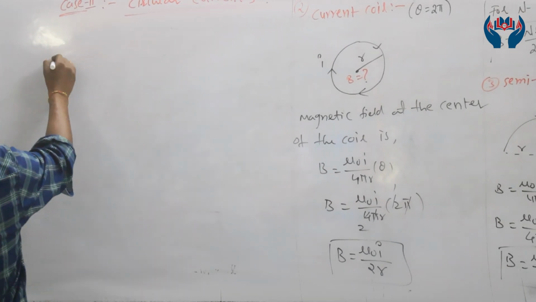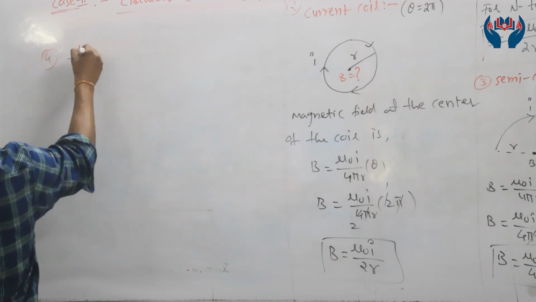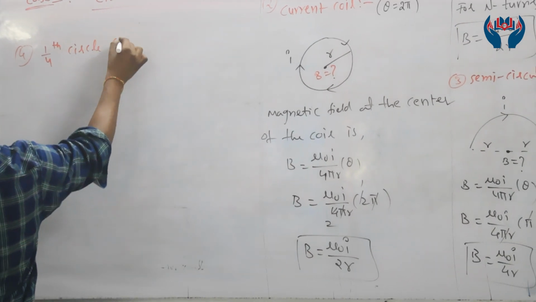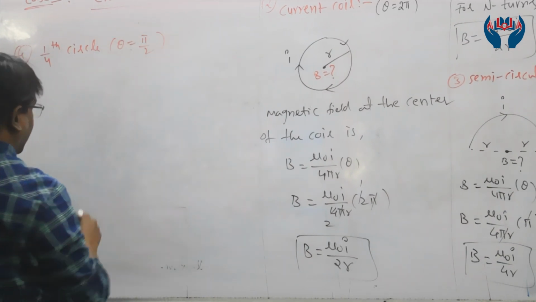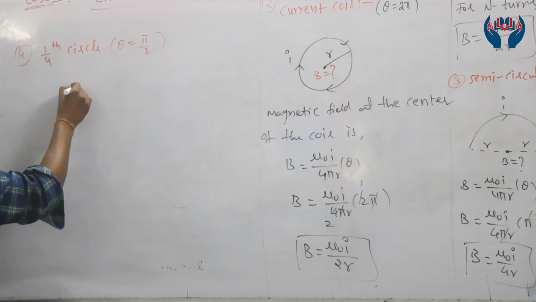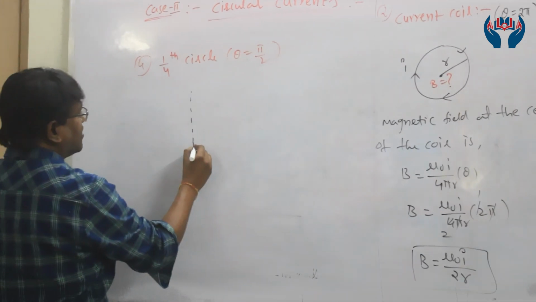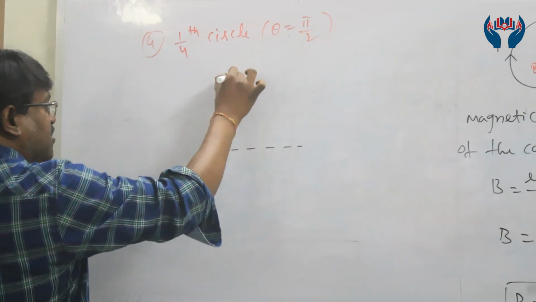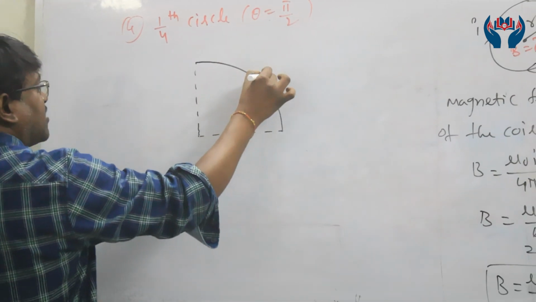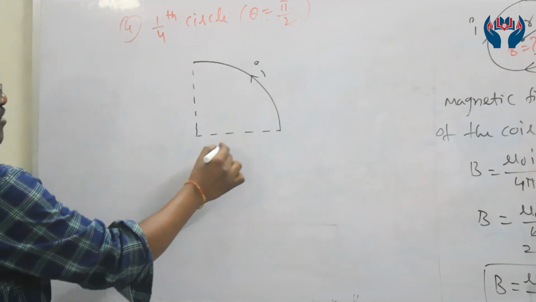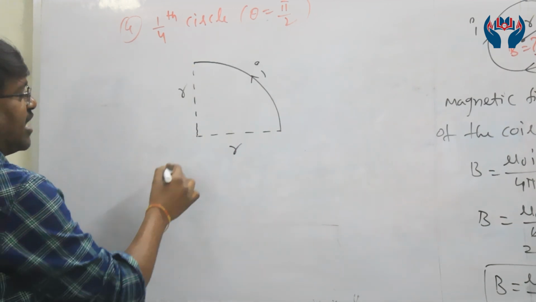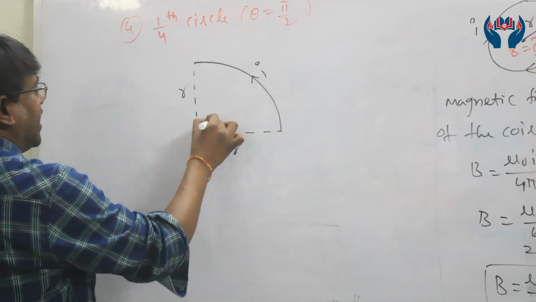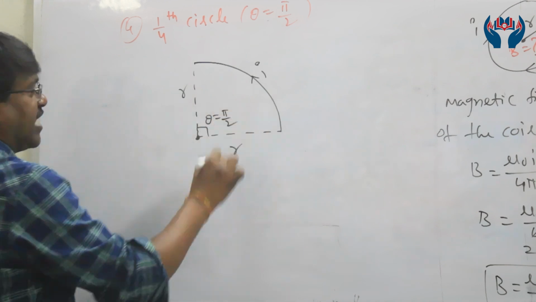Right, next one is the fourth one. Quarter circle or 1 by 4th circle. For a 1 by 4th circle, theta will become 90 degrees, pi by 2 radians. Now consider this is the y-axis and this is the x-axis, right? Between these two, the 1 by 4th circle is covered. Now the radius of the 1 by 4th circle is R. It makes an angle theta value of pi by 2 radians or 90 degrees.